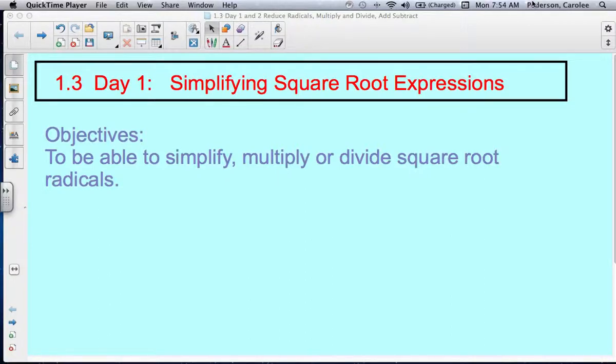This is 1.3 day 1. We are going to simplify square roots by simplification, multiplication, and division.